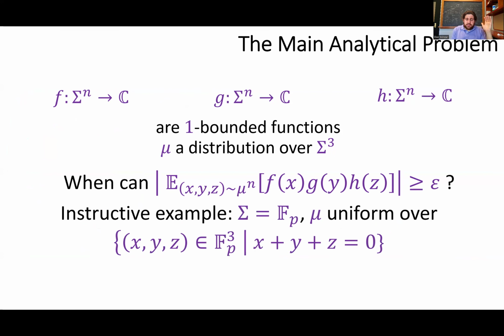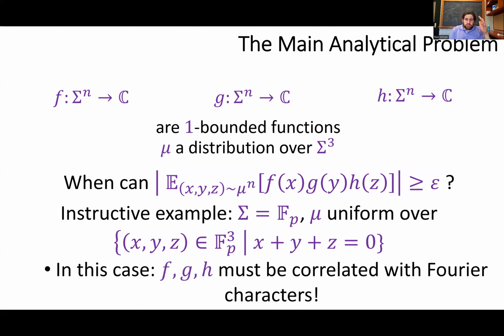So let's take something which is not connected. Here is a very instructive example. Suppose that the alphabet sigma is Fp, the field of size p, and take mu to be the uniform distribution over triplets x, y, z that sum up to 0 over Fp. Then you can observe that this is not a connected distribution, because if you know x and y, you know z, so that graph is just going to be a matching.